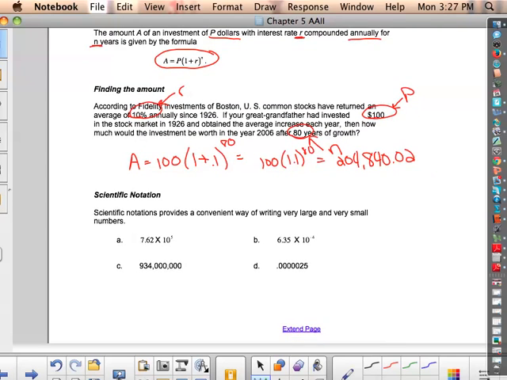Okay, next, scientific notation. Remember, scientific notation just provides a convenient way of writing very large or very small numbers. And we can actually apply the rules for exponents to scientific notation, which we're going to take a look at in just a minute. So for A and B, all I'm going to do is rewrite those in standard form.